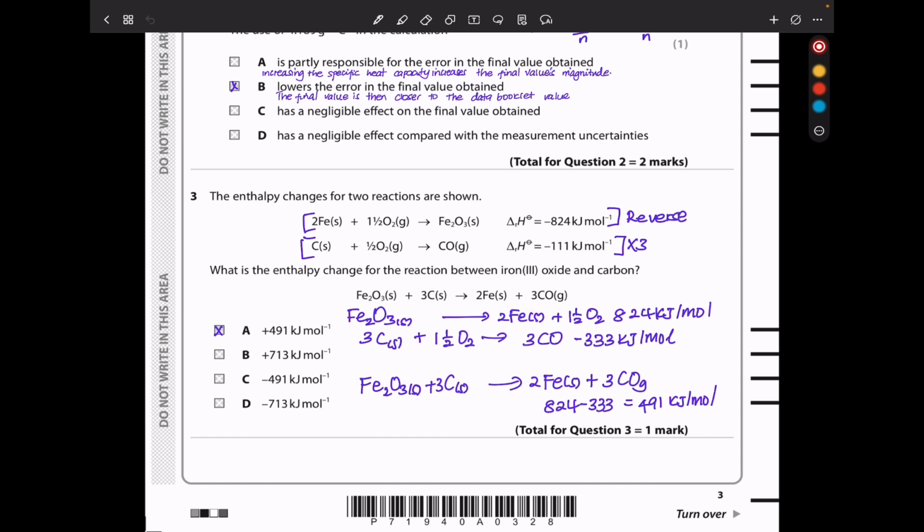This is what I get, then combine the two. Oxygen is going to cancel out because it's going to be on different sides of the combined equation. We combine like that. That cancels with that. I remain with this, which is there. I remain with carbon, which is that. And then iron on this side as well as carbon monoxide on the other side. Because I reversed this, I reversed the sign as well. So just add them together. I got 491 kilojoules per mole. And the answer is going to be A.